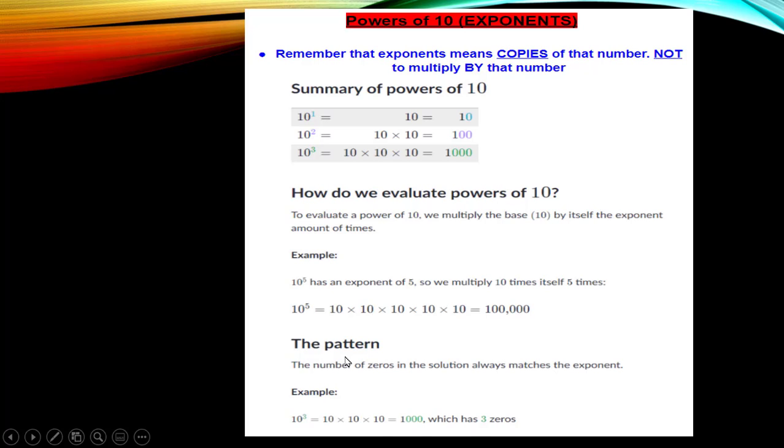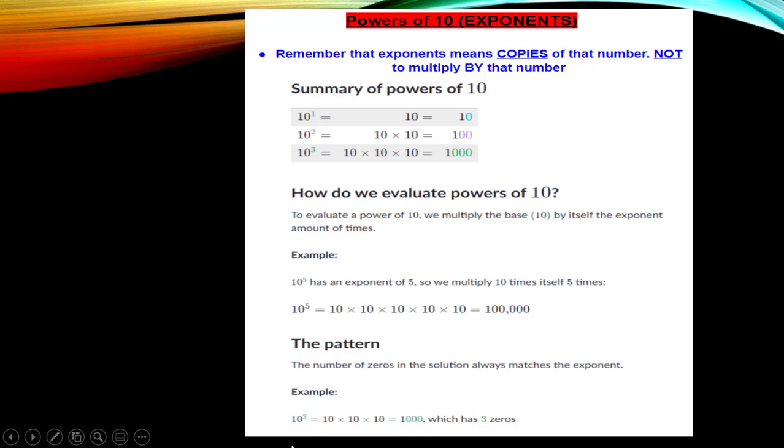So the pattern is that the number of zeros in the solution always matches the exponent. When we are dealing with a 10, only when we're dealing with a 10 with an exponent, we can know that we will have that many zeros in our answer. So, for example, when we have 10 to the third power, we have 3 copies of that 10. That should give us 3 zeros at the end because we are dealing with a 10.